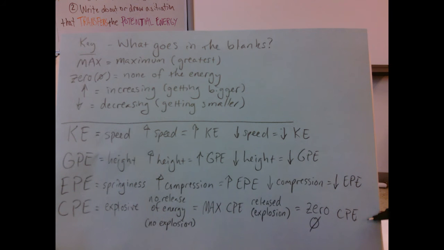And then last but certainly not least, chemical potential energy is all about the energy of explosives or things being on fire or the breaking of chemical bonds in the case of biology. So when there is no release of stored energy, there's no explosion, that would be maximum chemical potential energy. And when it is released in either an explosion or fire or food being broken down in your body, that would be zero chemical potential energy.